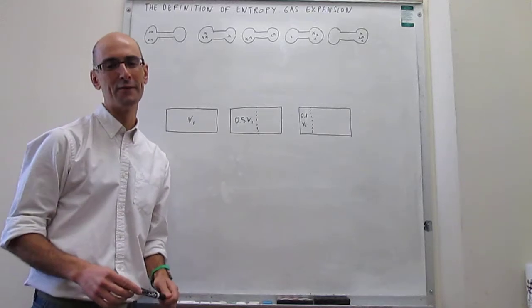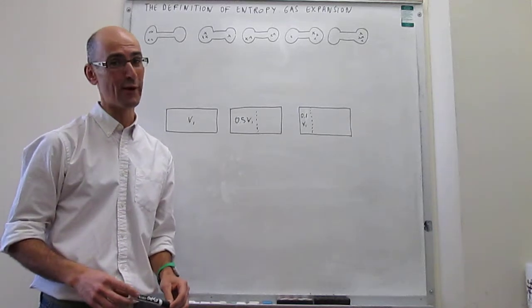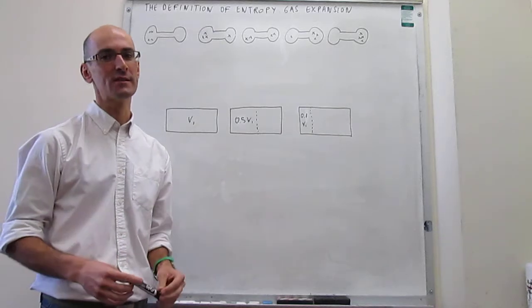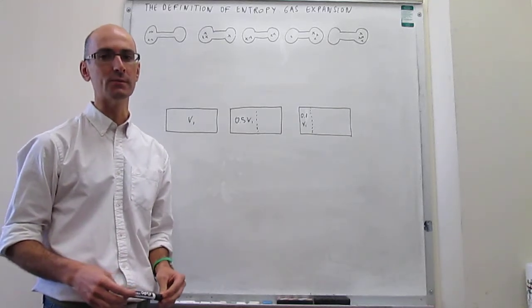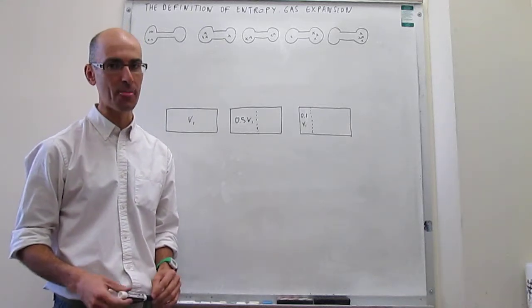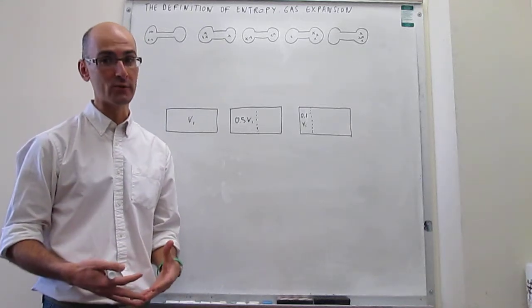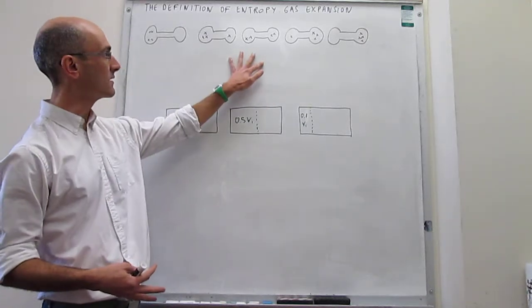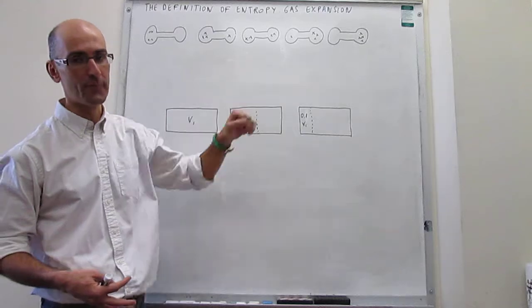In this video, we define entropy for a gas expansion. Alright, so there's a variety of concepts that we need to introduce before we can come up with an equation for the change in entropy in a gas expansion. One of them is the concept of a microstate, which can be easily discussed in the context of positional entropy.